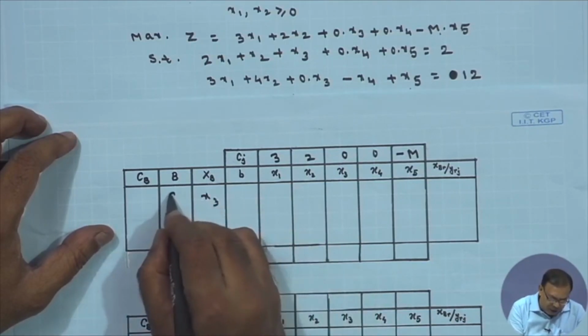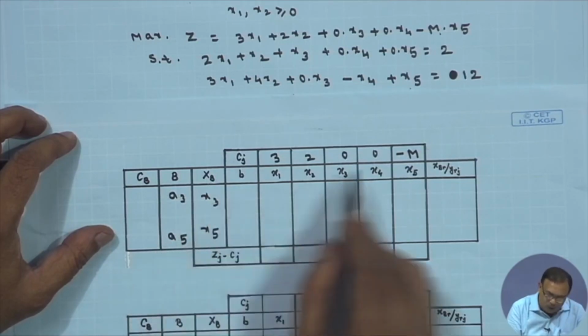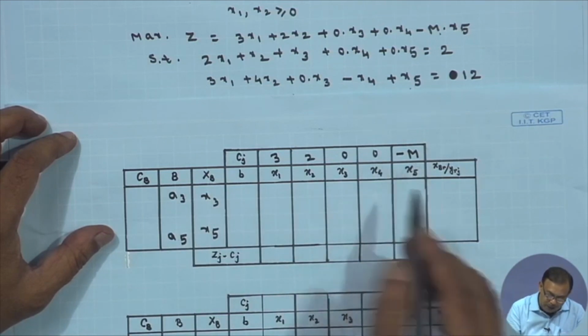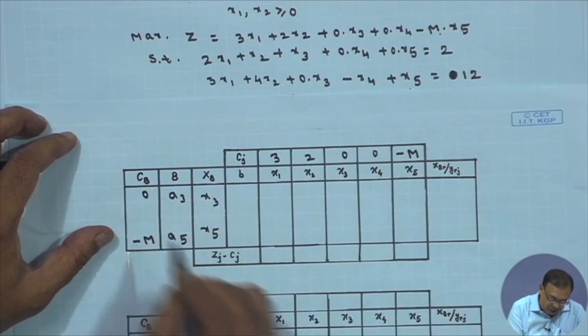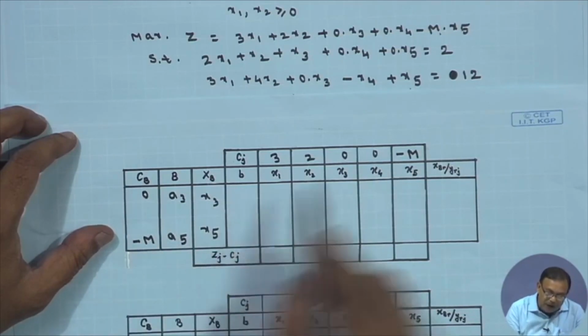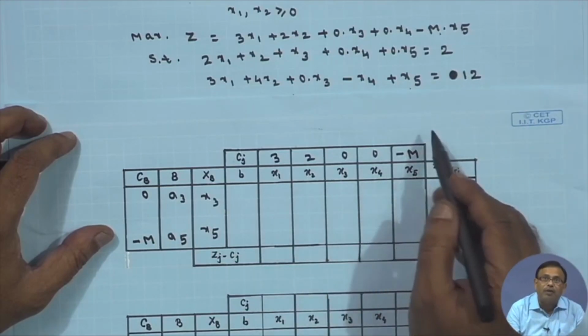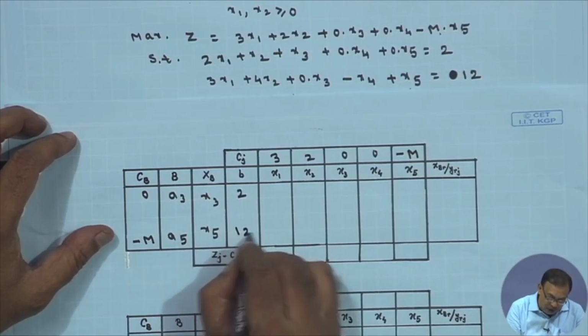So, corresponding values I can write down a 3 and a 5. The cost coefficient for x 3 is 0, and for x 5 it is minus m. So, I am writing here 0 and minus m. Now, the b values are 2 and 12, so we are writing the b values as 2 and 12 over here.